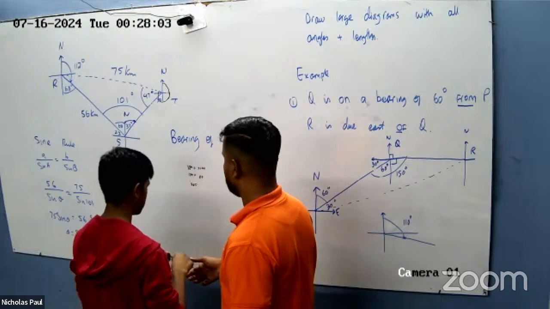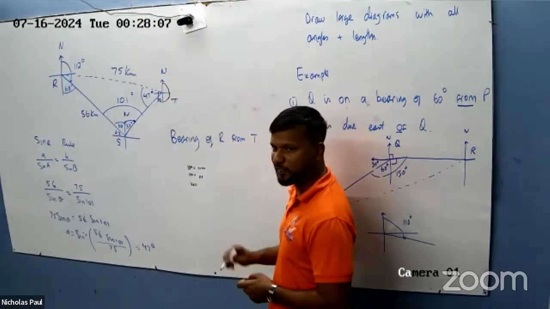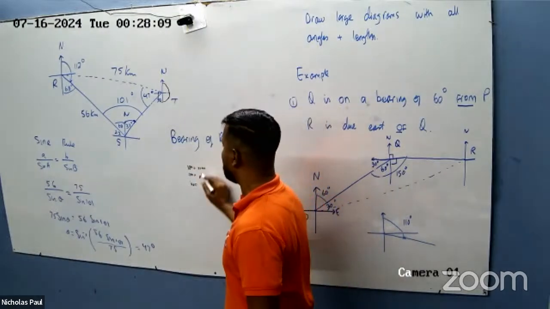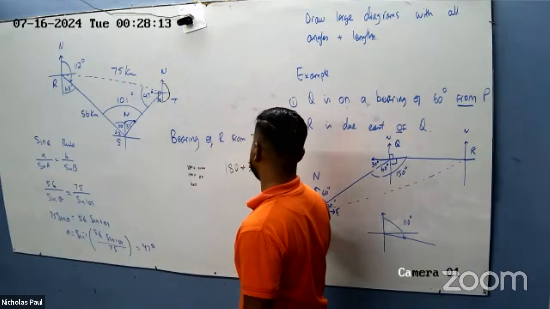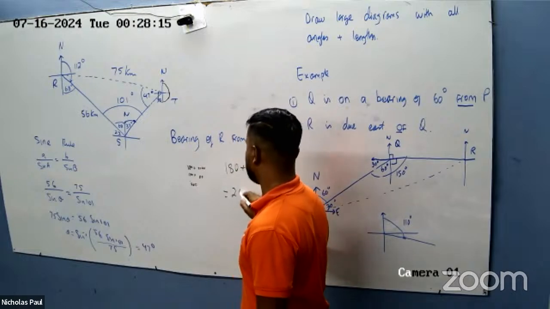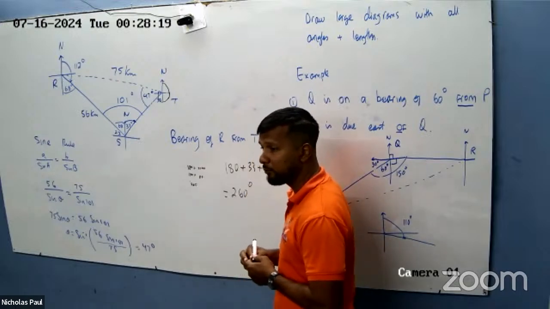Yeah, it's good. 260, right? My diagram is not drawn to scale, right? But yeah, this whole thing you have here is 180 plus 33 plus 47, which is 260. Are you okay with that?